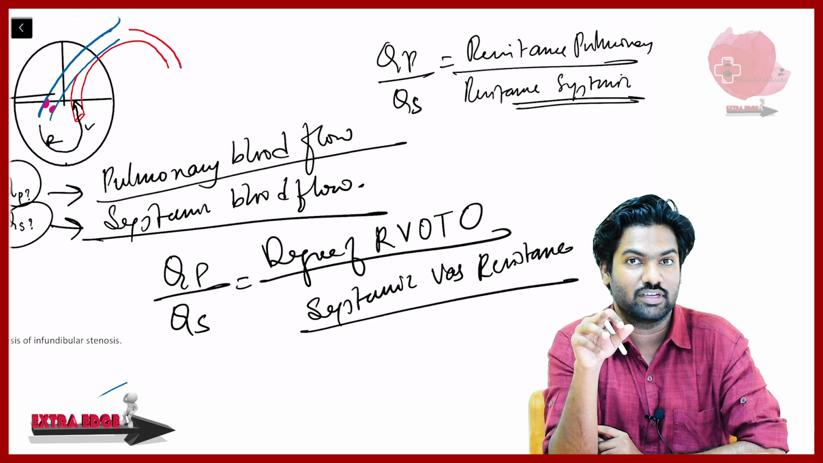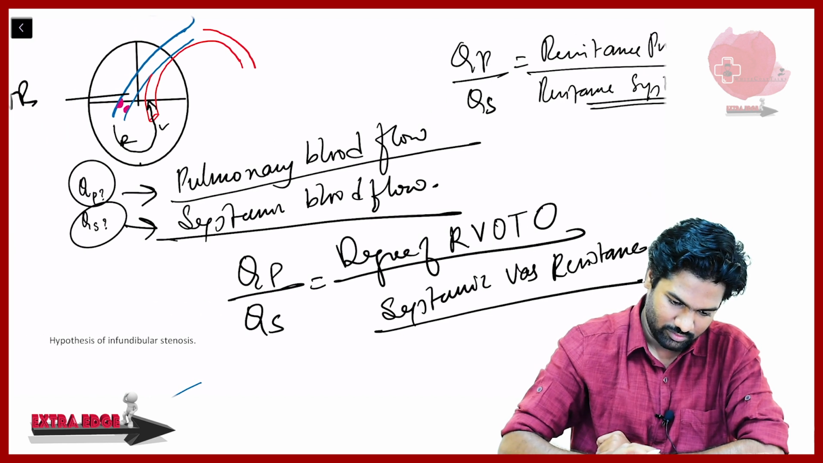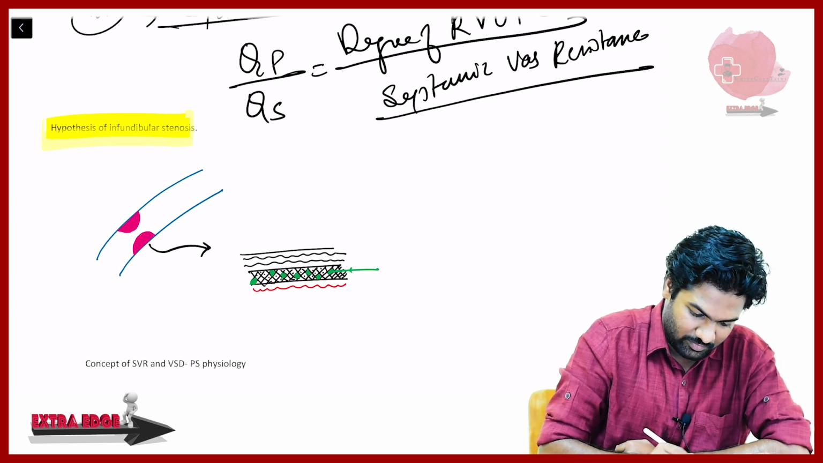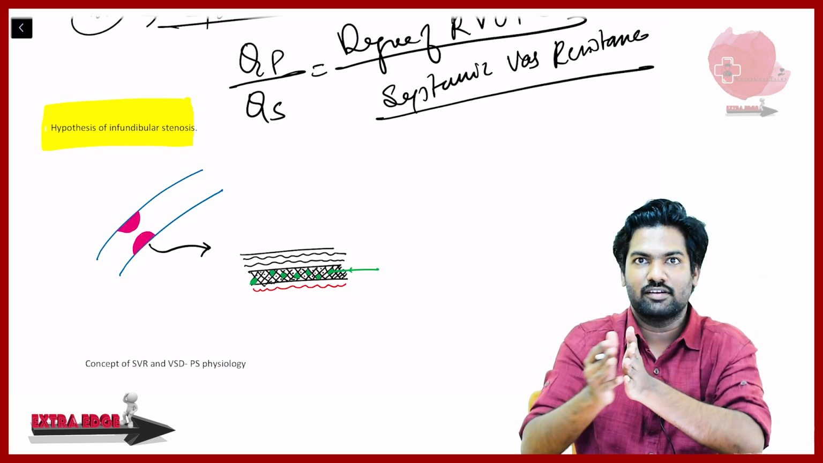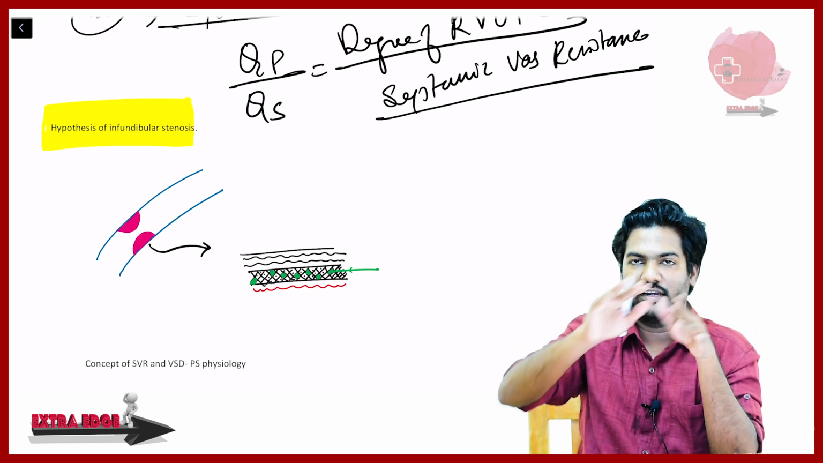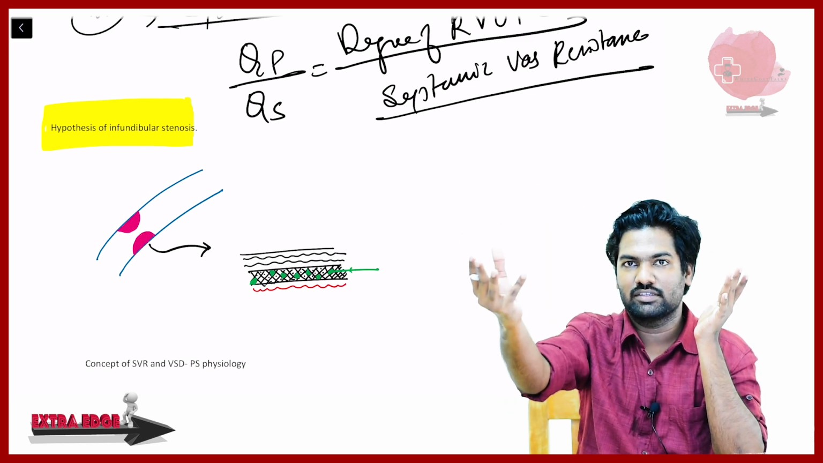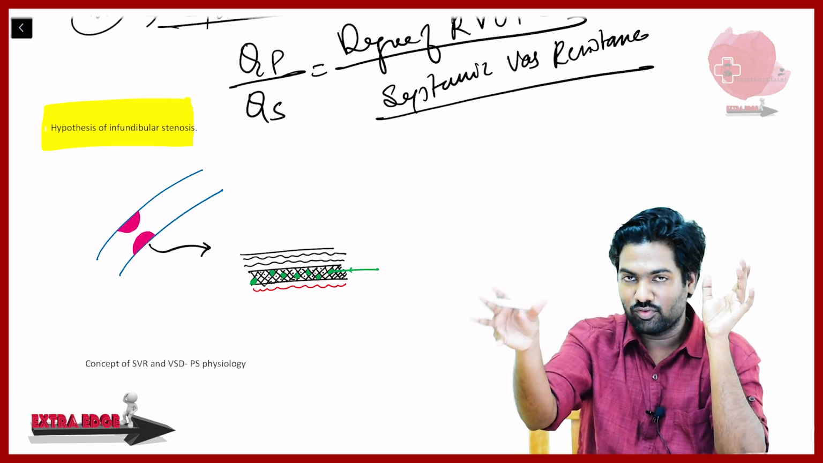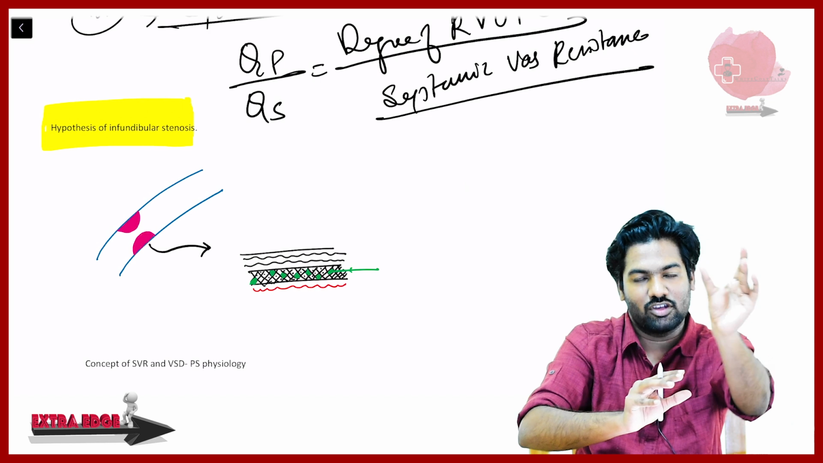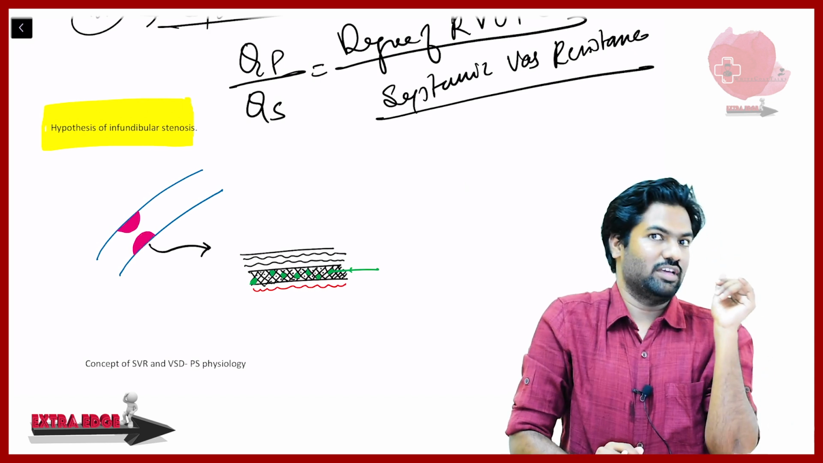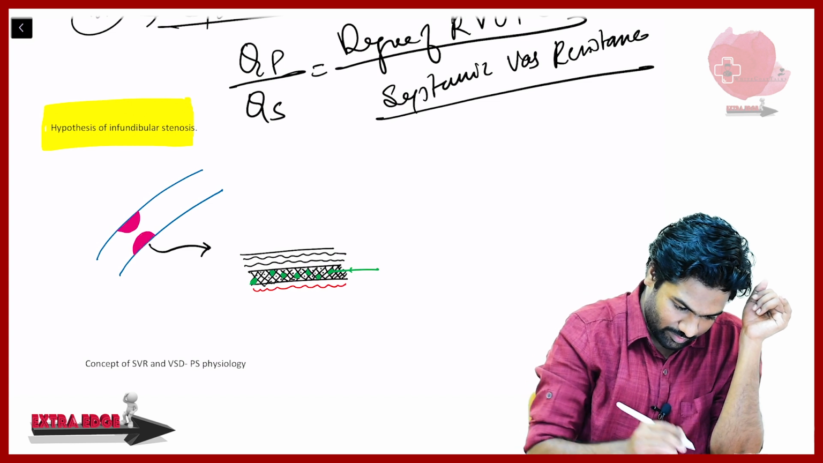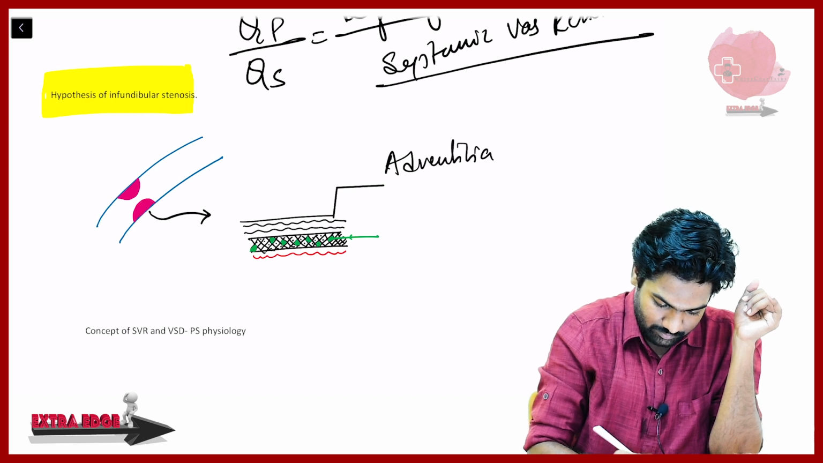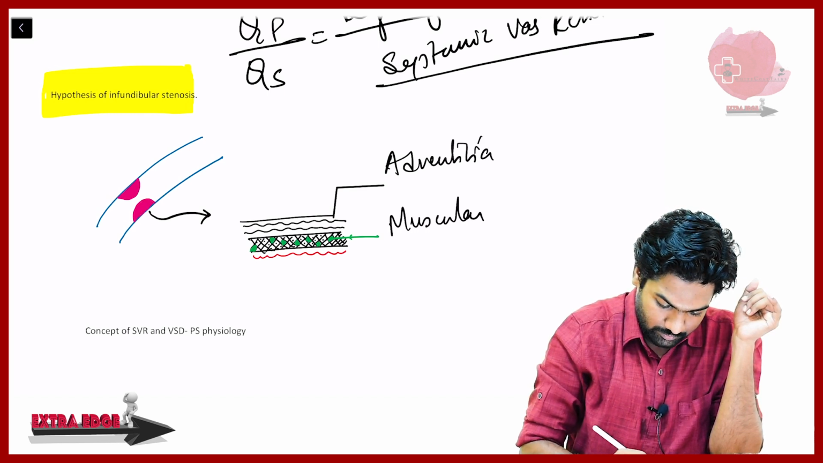There is this hypothesis of infundibular stenosis, which I have drawn here. Because the right to left shunt occurred, there is hypoxia and acidosis. From where did all this start? At the infundibular stenosis, or the pulmonary stenosis. There is one hypothesis that I have drawn here. I'll label it first: this is the adventitia, this is the muscular layer, and this is the intima.